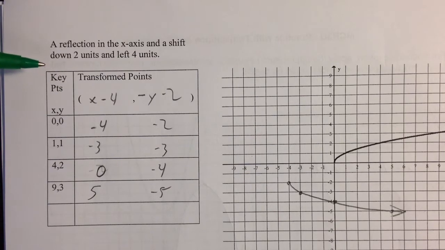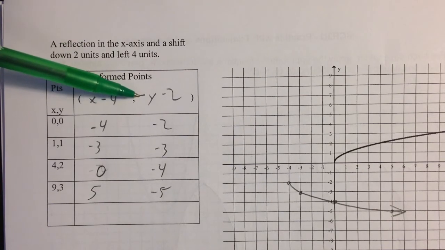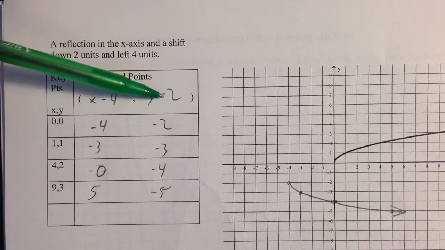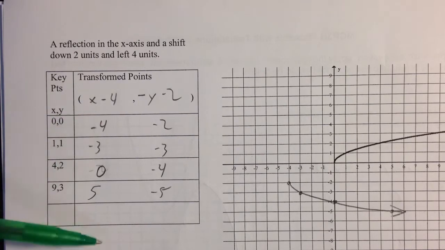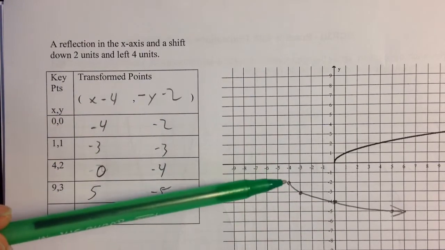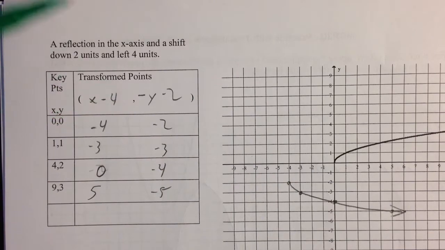So since I'm moving to the left 4 units, my mapping is going to be x minus 4. I'm going to subtract 4 from each of my x terms. And I'm going to do a reflection in the x-axis, so I'm going to multiply all my y terms by -1, and I'm going to subtract 2 from all my y terms. So I take my root function key points, apply the mappings, plot them, join them with the smooth curve.